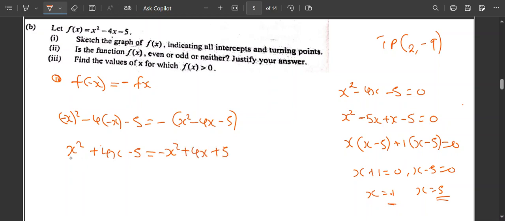Is this the same? You can see here x squared is negative, while there it is positive. So this is not equal to that. So we can say f of negative x is not equal to negative f of x. So this is not odd as well.